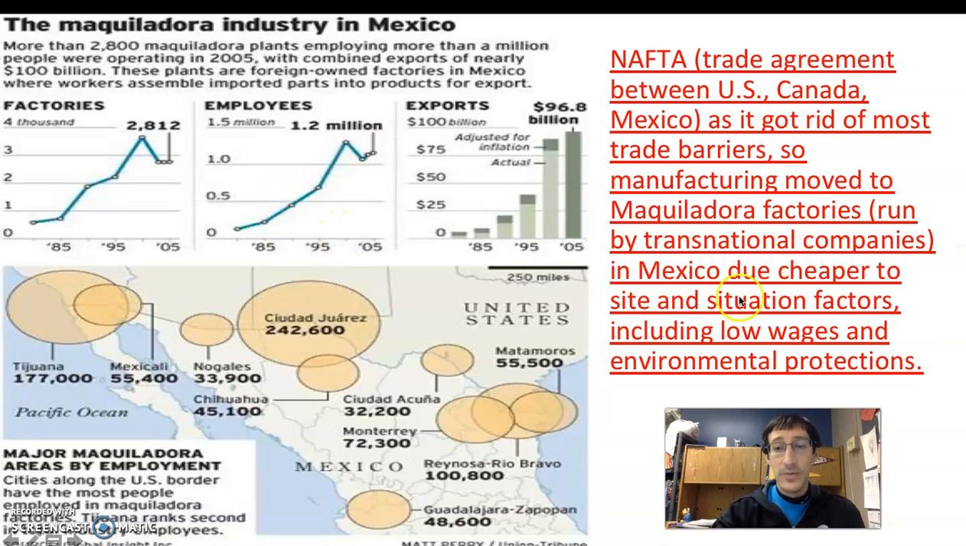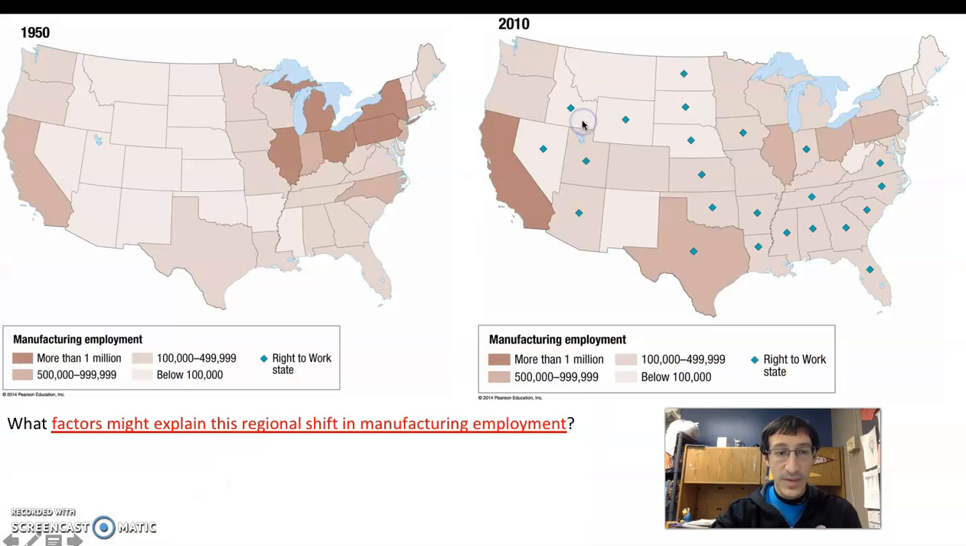Because again, it's cheaper in Mexico due to lower site and situation factors. That includes lower wages and also looser environmental control restrictions and protections. So thus, you are able to pollute a little more. You can kind of see the numbers that have gone up, the number of factories, the number of employees, the number of exports, and how that money goes back to Mexico. But again, a lot of that is lower wages. So you have to consider that as another piece of that.